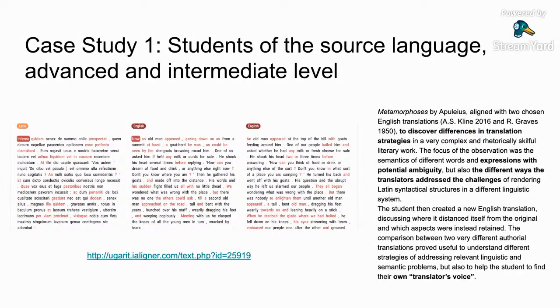This other student was approaching a very complex and skillful literary work, The Metamorphosis by Apuleius, and his task was actually to compare 2 different translations and then to perform his own translation of the text. Because this is a particularly skillful literary work and rhetorically skillful literary work, he decided to compare specifically expressions with potential ambiguities and compare different translation strategies according to which the translator decided to approach particularly difficult cases. And you can see that the alignment rate is not particularly high. There are a lot of red tokens here.